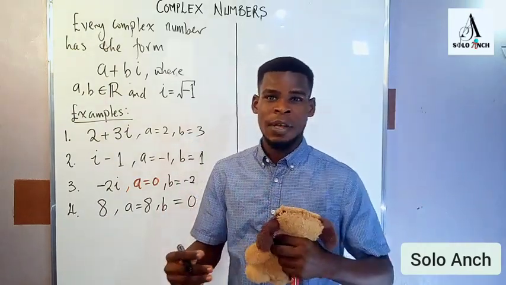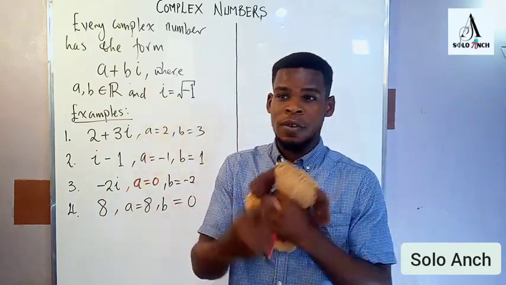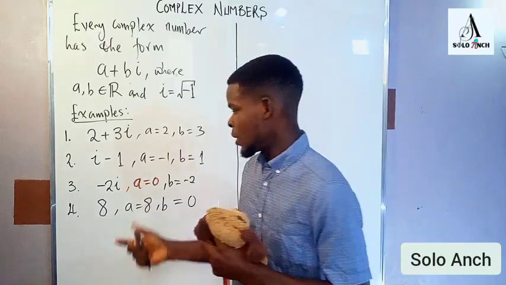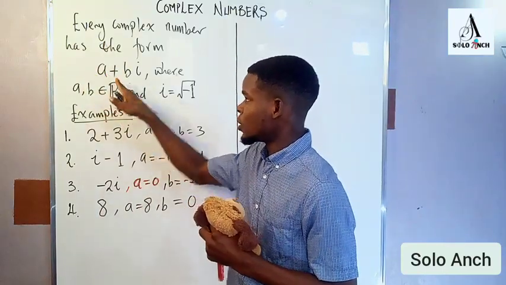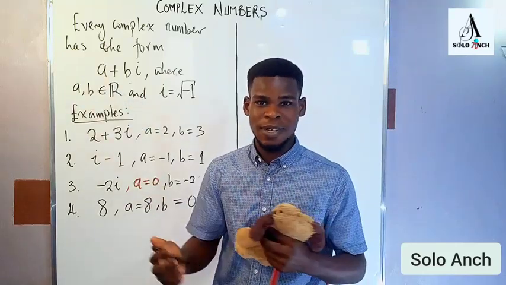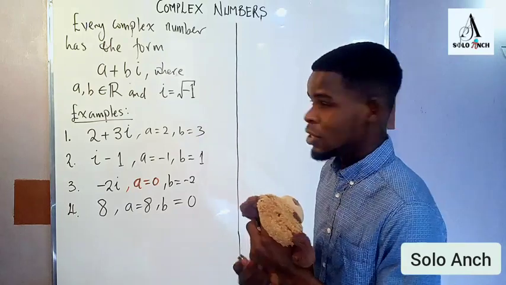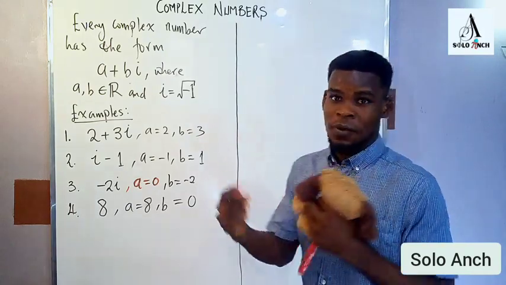So what that tells us is that every real number is a complex number, not just 8 alone. You can write any real number as the real part plus 0 times i, which would be just the real part, which is the real number. And when I say real part, what do we really mean? So let's get into the parts of a complex number.